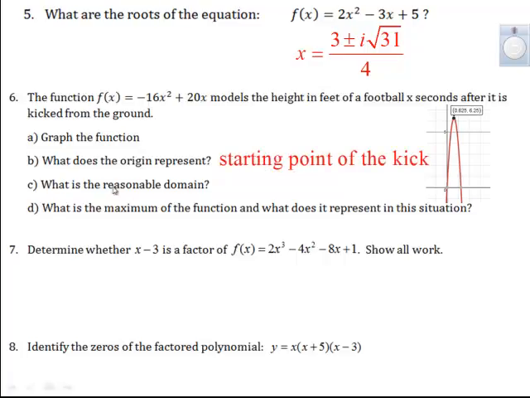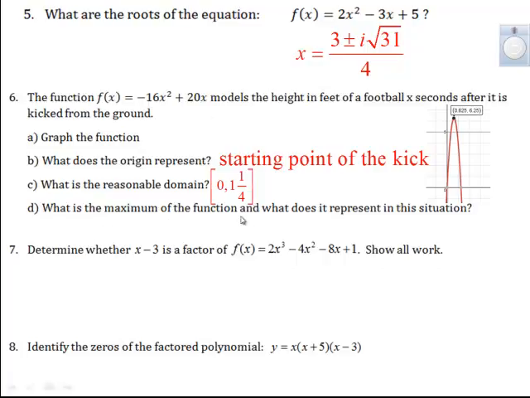All right. Then it says, what's the reasonable domain? Now, in reality, the footballs that are kicked, it doesn't go through the ground like this graph. It won't go below the ground. So I'd say a reasonable domain is from here to here. Okay, and those values, if you were to solve this by factoring out an x and then setting them equal to 0, you'd get those two values.